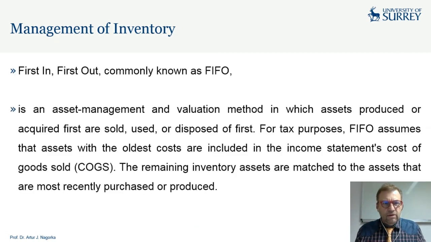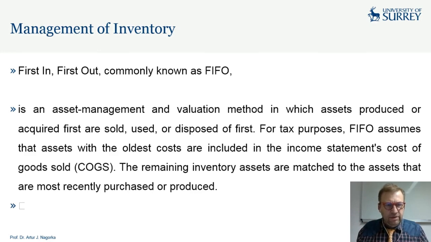So the first one would be FIFO. Some people say it one way, but I think it's rather the other way. So it's a valuation method, first in, first out. Yes, what it means? It means that it assumes that assets with the oldest costs are included in income statement cost of goods sold. So if we take in our inventory some raw materials, like the oldest ones, these ones that first came in to our inventory of raw materials, then we use in production, so we take the cost of these oldest ones, first in, first out.